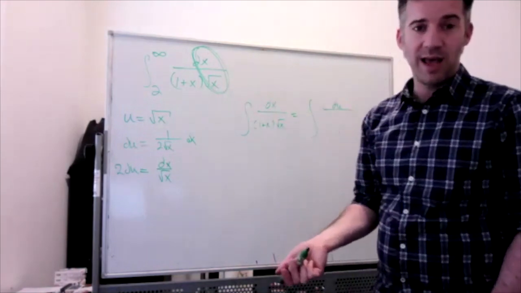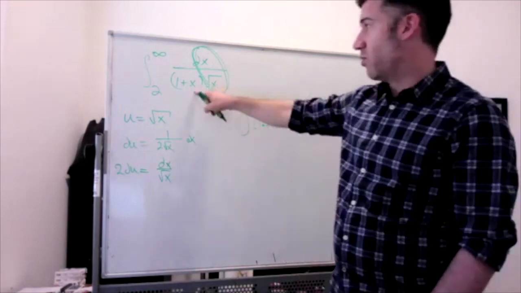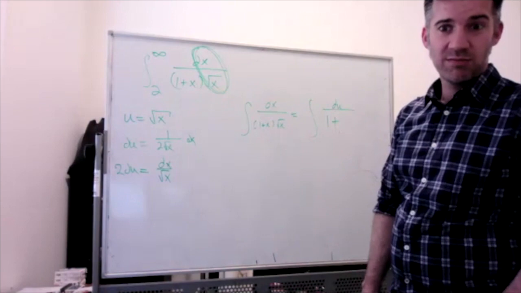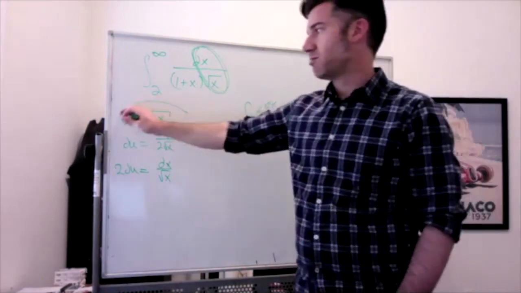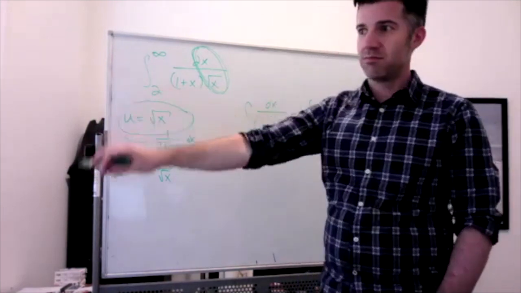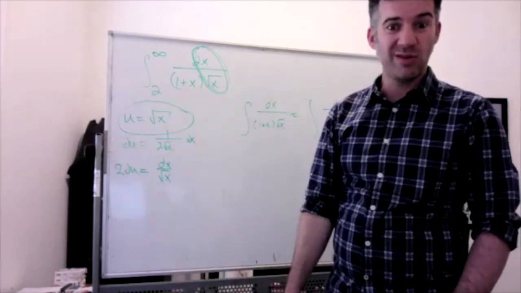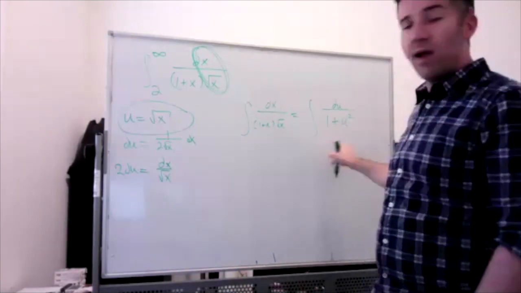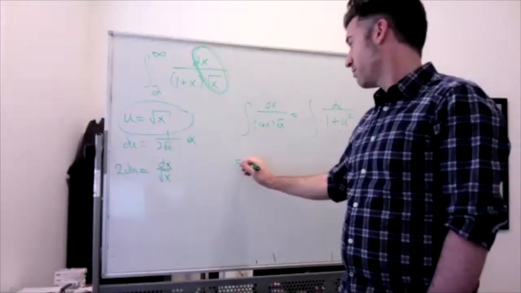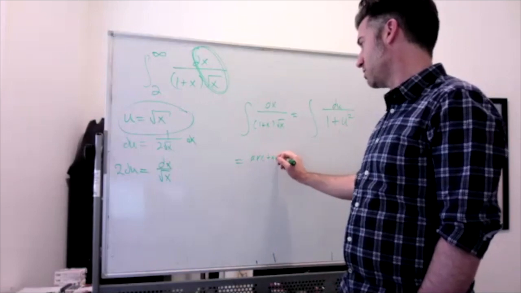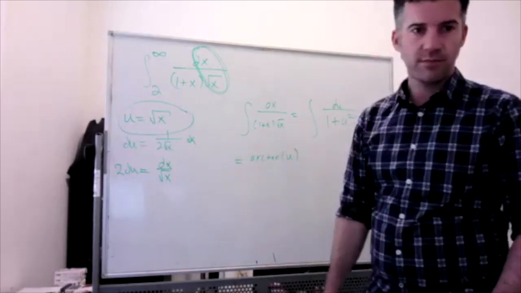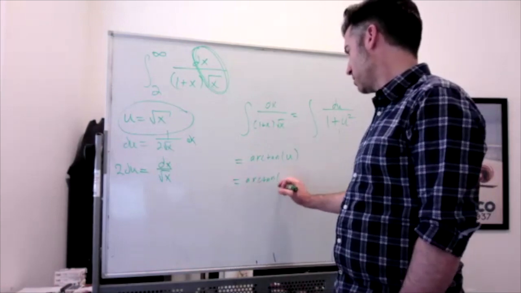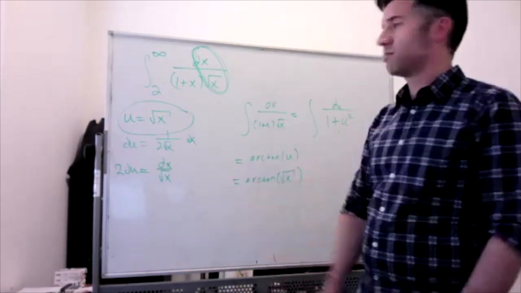and then what's left? 1 plus what? What's x equal to? Let me ask you again. What's x equal to? u squared. Right. Oh, we know how to integrate that. That's the arc tangent of u, which is the arc tangent of the square root of x.